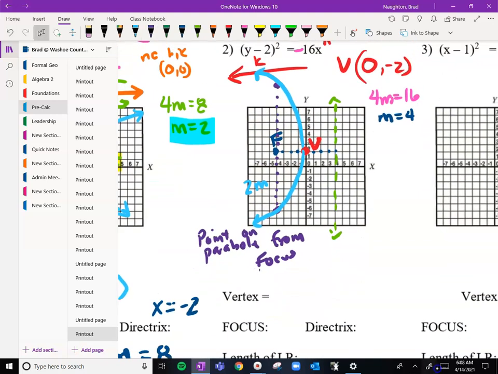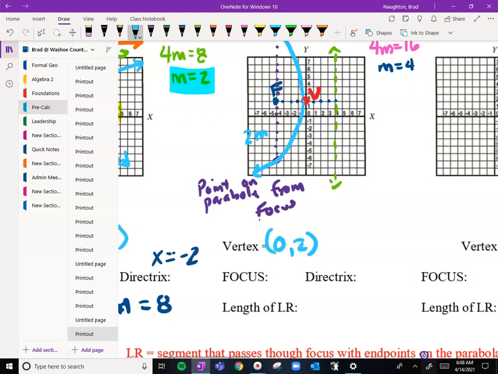Cool. Let's label. So it was 0, -2 for our vertex, not the center, our vertex. Our focus, we found that as -4, -2. So we set that up all correctly. Our directrix was up and down, so that's x equals 4. Okay. And the length of our latus rectum is 16. So remember that that's always a positive. You can't have a negative distance. So make sure that this is always positive. Even though it is 16, we got to make sure that it's positive.